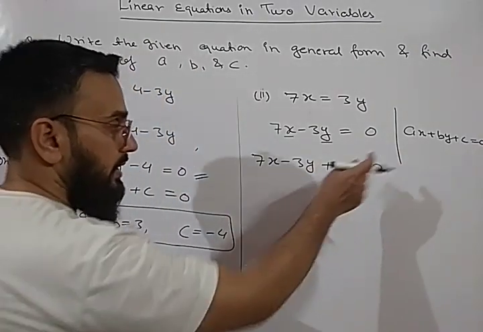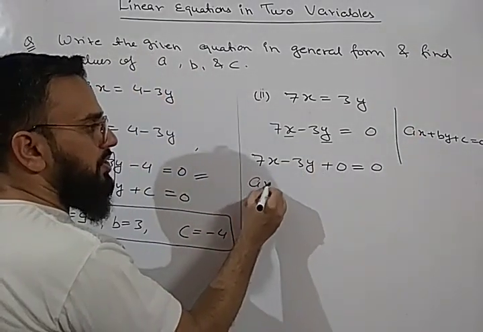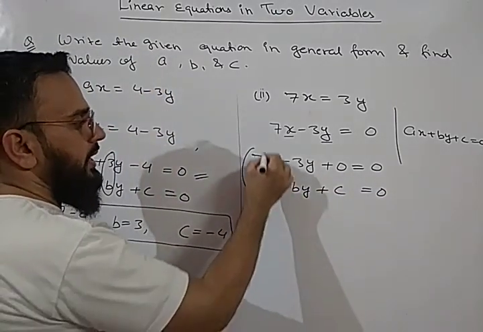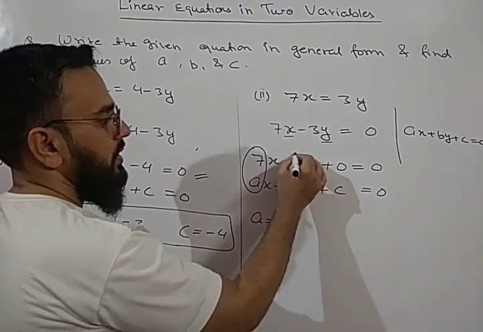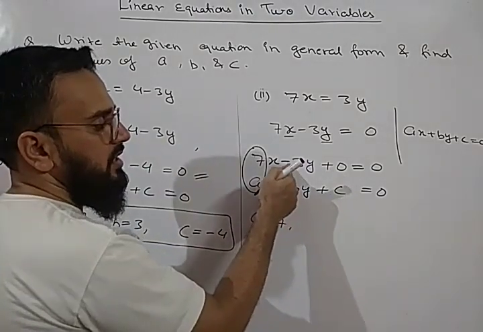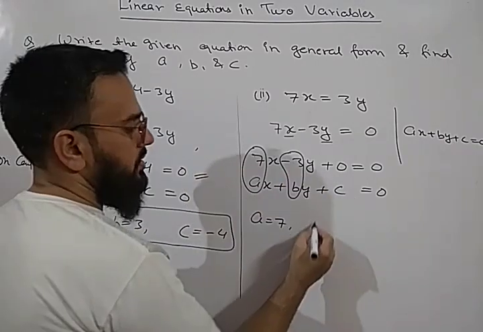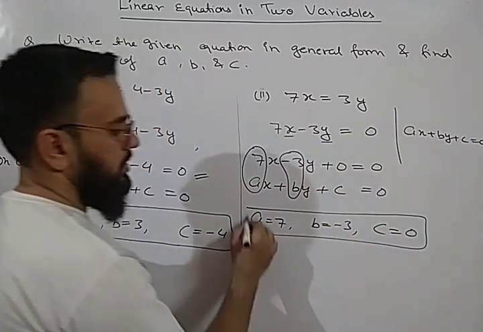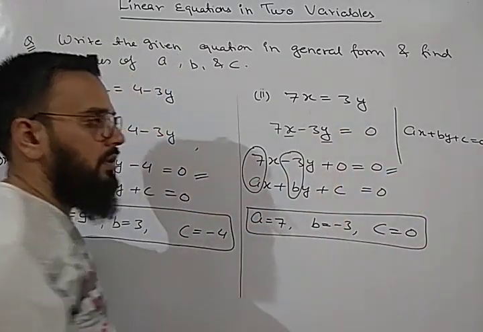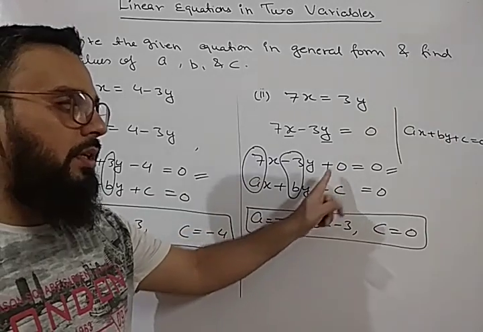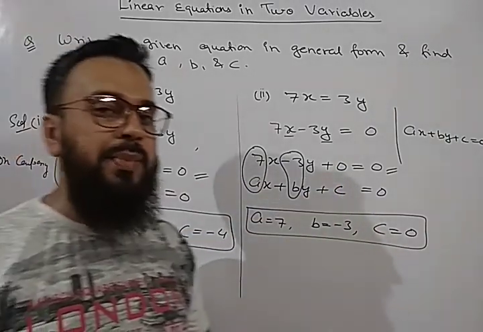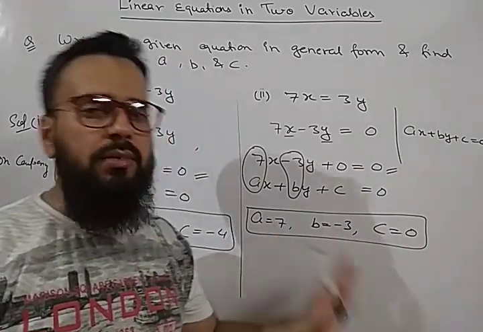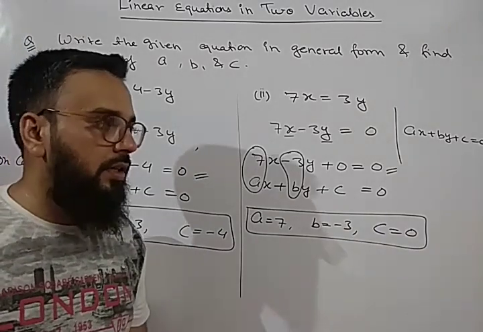So now if we compare with ax plus by plus c equal to 0, then on comparing we get a is equal to 7, b is equal to, here it is minus, so b will be equal to minus 3, and c is equal to 0. These are our answers. This equation is written in the general form, and this is our final answer, the values of a, b and c. Okay, so the questions are very simple. Simply you have to convert it into the general form, then you can find the values of a, b and c. Note it down.